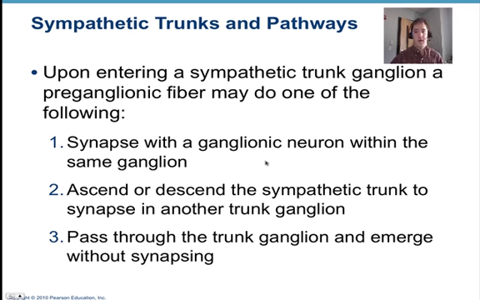So we kind of got into some complicated pathways there, but upon entering one of these sympathetic trunk ganglia, preganglionic fibers can do one of two things. They can synapse with a ganglionic neuron within the same ganglion, or they can ascend or descend the sympathetic trunk to synapse in another trunk ganglion, or they can just pass through the trunk ganglia and emerge without synapsing.